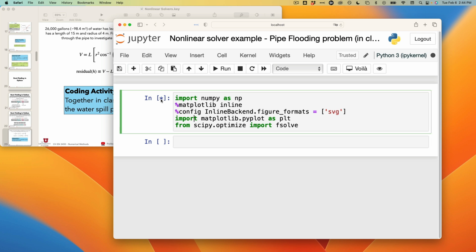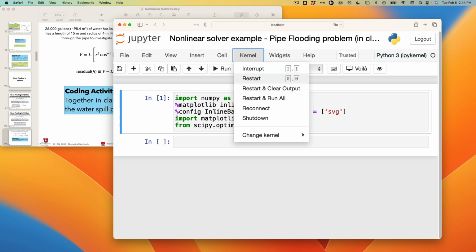Come on. Giving me that star over there. Okay, good.